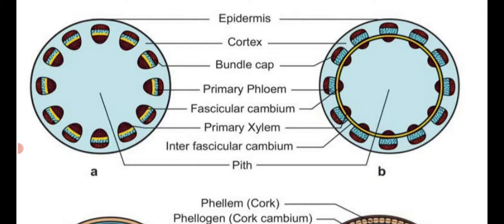So a cambium which is present on the inner side of the vascular bundle between xylem and phloem is called intrafascicular cambium or fascicular cambium. Okay. Then on top of the vascular bundle, another brown color layer is there. It is a bundle cap, which is present in the vascular bundle of dicot stem. Okay. Then at the center, pith is present.